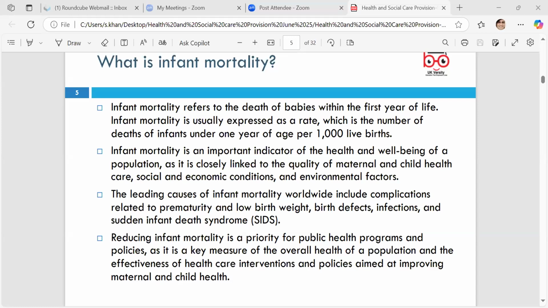So infant mortality is a key indicator of the society's overall health, reflecting maternal and child health, and the safety of the maternity services. The leading causes of infant mortality are things like being born premature, birth defects, infections, and sudden infant death syndrome as well. And it's up to the World Health Organization to monitor all this and the child's health as well.